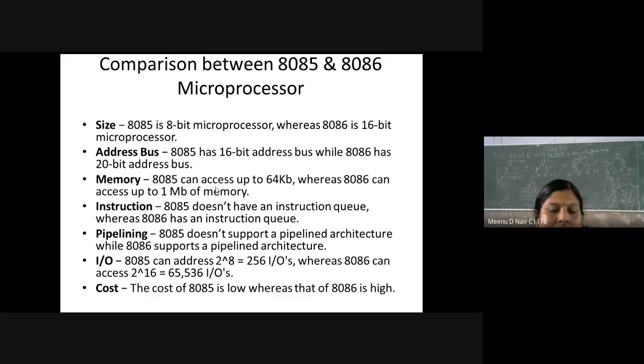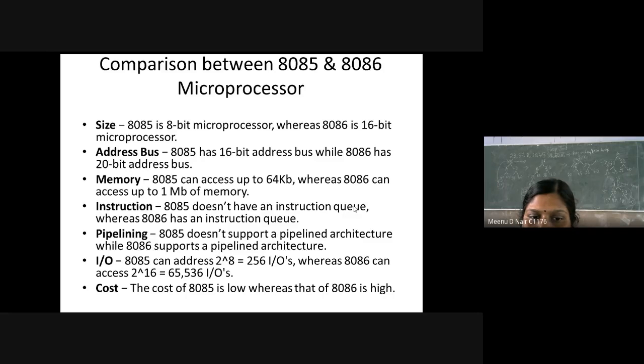For memory, 8085 can access up to 64 KB, which we also saw in the last class on memory fetching and address decoding. But 8086 can access up to 1 MB. Then for instruction, 8085 doesn't have an instruction queue, because you bring the instruction from the memory and execute it. But in 8086 you can have 6 bytes of instructions at a time, so it definitely requires an instruction queue. One after another, the instructions will be executed.